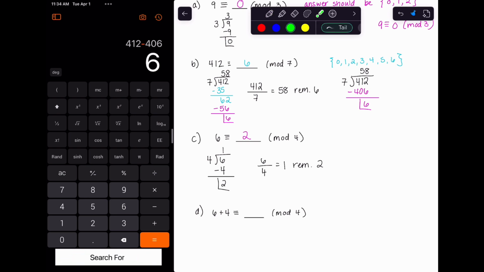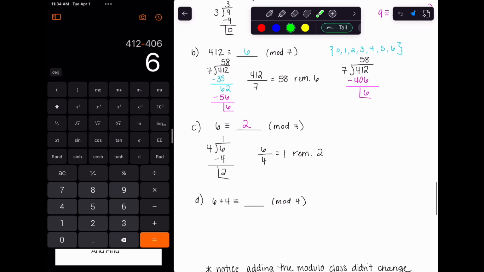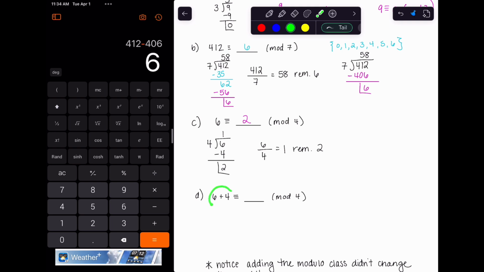So really what ends up happening is you're basically taking this number and you keep subtracting 7 until you land at a number between 0 through 6. Likewise here, I take 6 and I subtract 4 until I land at a number between 0, 1, 2, or 3. So 6 minus 4 gives me 2, and that is in those possible results, okay? For this next one, I've got some addition over here, so I need to go through that first. What this is really asking then, 6 plus 4 is 10, so 10 is equivalent to what under mod 4?